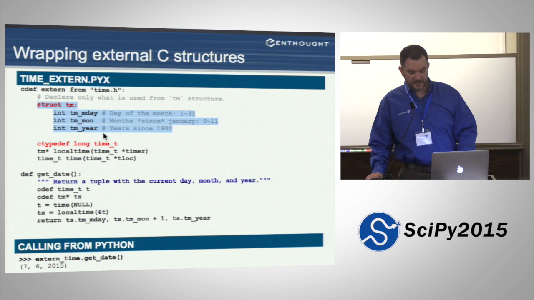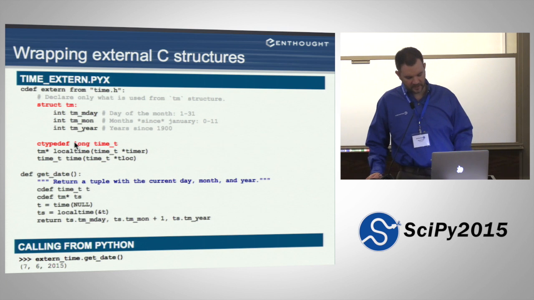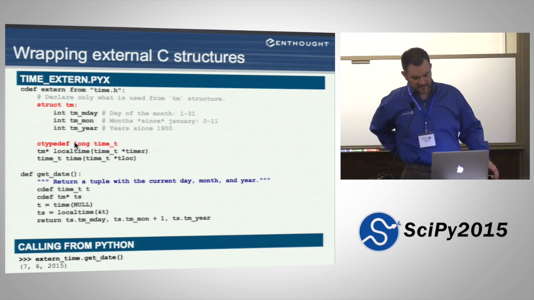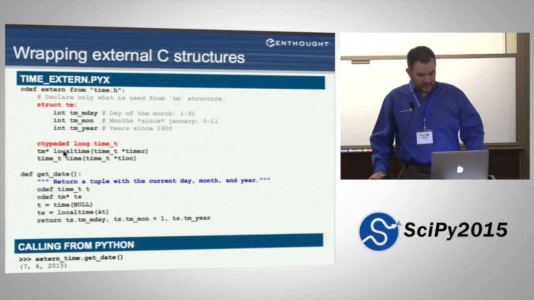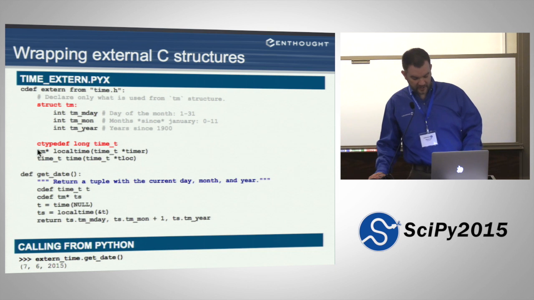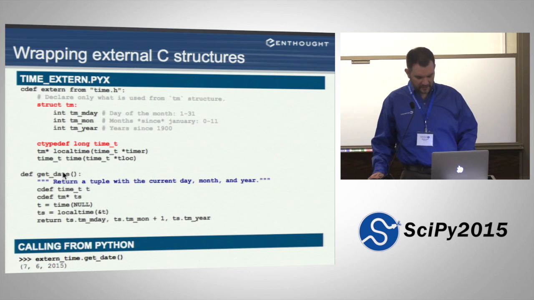So here's our struct. We're going to be interacting with that from Python. Here's a typedef. We declare it with C typedef here, but it's just a type alias, right? So time_t is now an alias for long. And then we're saying localtime and time are 2 functions. The localtime takes a time_t pointer, returns a tm struct pointer. Time takes a time_t pointer, returns a time_t value. And again, all these are just declarations.